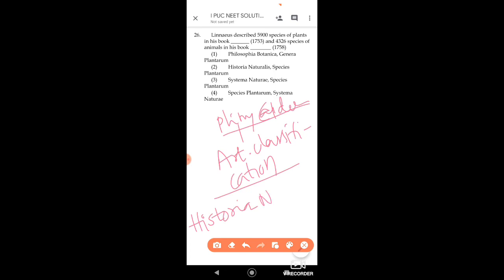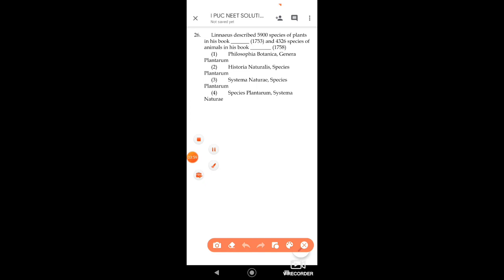Naturalis. So remember, where he described around 2000 species. So this is also very important to remember. So here it is given Historia Naturalis, that's why I have explained this. But with respect to the question, you please go for option 4, that is Species Plantarum, where plant species were described by Linnaeus, and Systema Naturae, where animal species were described by Linnaeus.